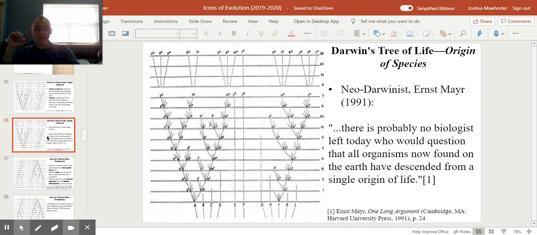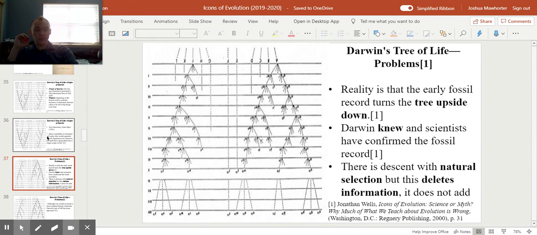So anyway, there's some serious problems with Darwin's tree of life, and I put this up here kind of facetiously, kind of jokingly, but it's upside down. What the evidence shows, what actually goes on in the world. Reality is that the early fossil records turned the tree upside down. What the early fossil records demonstrate and look at is not that a few became many, but that many became few.